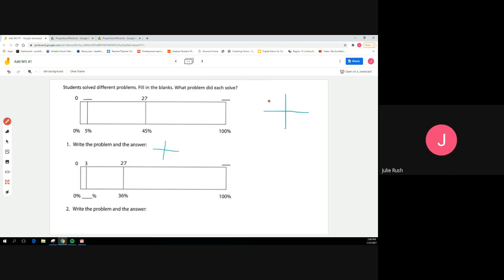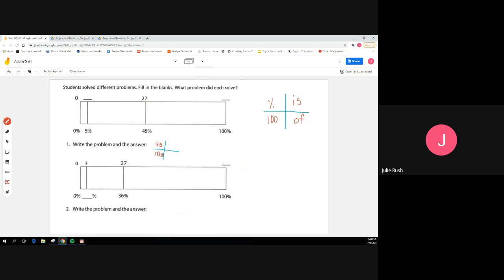You have your percent, always over 100. And then we have our is over the of or the total. Okay, so let's look at this first one. So we have 27 and 45%. So I'm assuming that they gave me the 45%. I know that's going to be over 100.